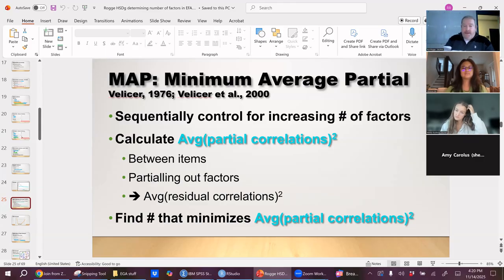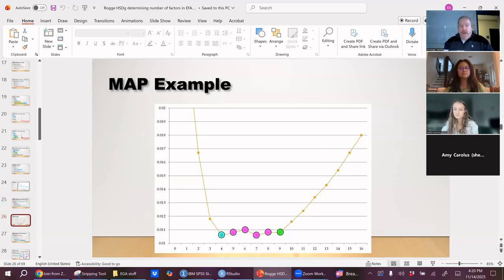And the idea is you can track, as in this example, on the fourth extraction, it dropped to a low point. And then it sort of stayed low until about the 9th eigenvalue. And then after that, it started increasing. So the correct number of factors to extract would probably be 9, but it would need to be somewhere between 4 and 9. Does it make sense?